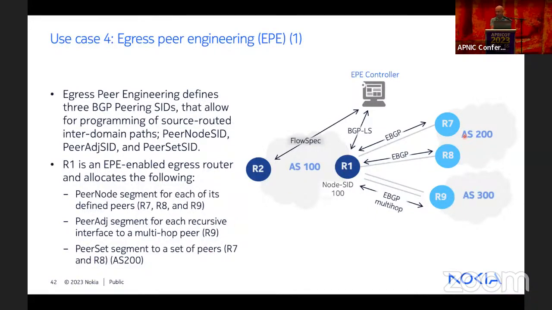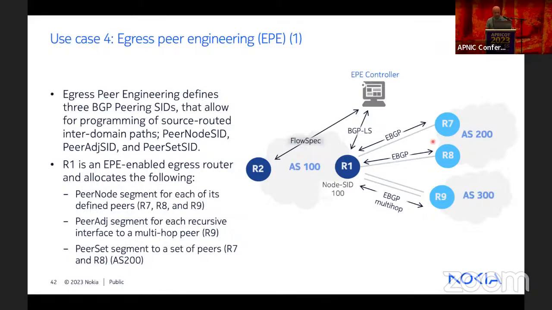So for example, in this network, R1 connects to AS200. It has links to both R7 and R8. So you could consider that R7 and R8 are a set of peers, and you want to load share over the links to these peers. So you set up a little set here and say, okay, that's a set that encompasses R7 and R8. Does that make sense?